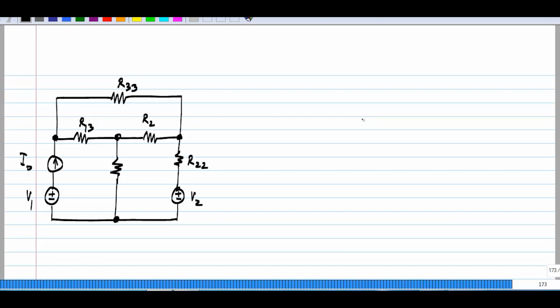Something like this, and this is not in a branch that is common to two meshes, but in a branch that's on the periphery of the circuit, so it belongs to only one mesh. Now in this case, the situation is even simpler. You know that the current through this branch is the mesh current I1, and that has to be equal to I0 because of the independent current source.